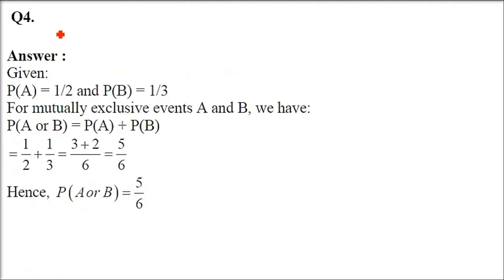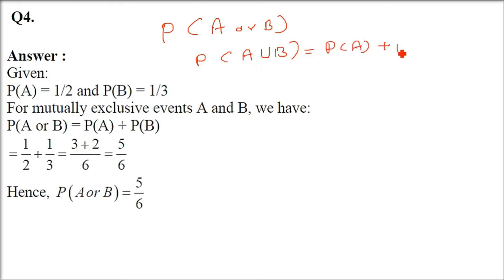Question number 4. Given two mutually exclusive events A and B, such that P(A) is half and P(B) is 1/3, find P(A or B). P(A or B) is essentially equal to P(A union B). We know P(A union B) is P(A) plus P(B) minus P(A intersection B). But here it is clearly written that these two events are mutually exclusive, that is, there is nothing common between them.